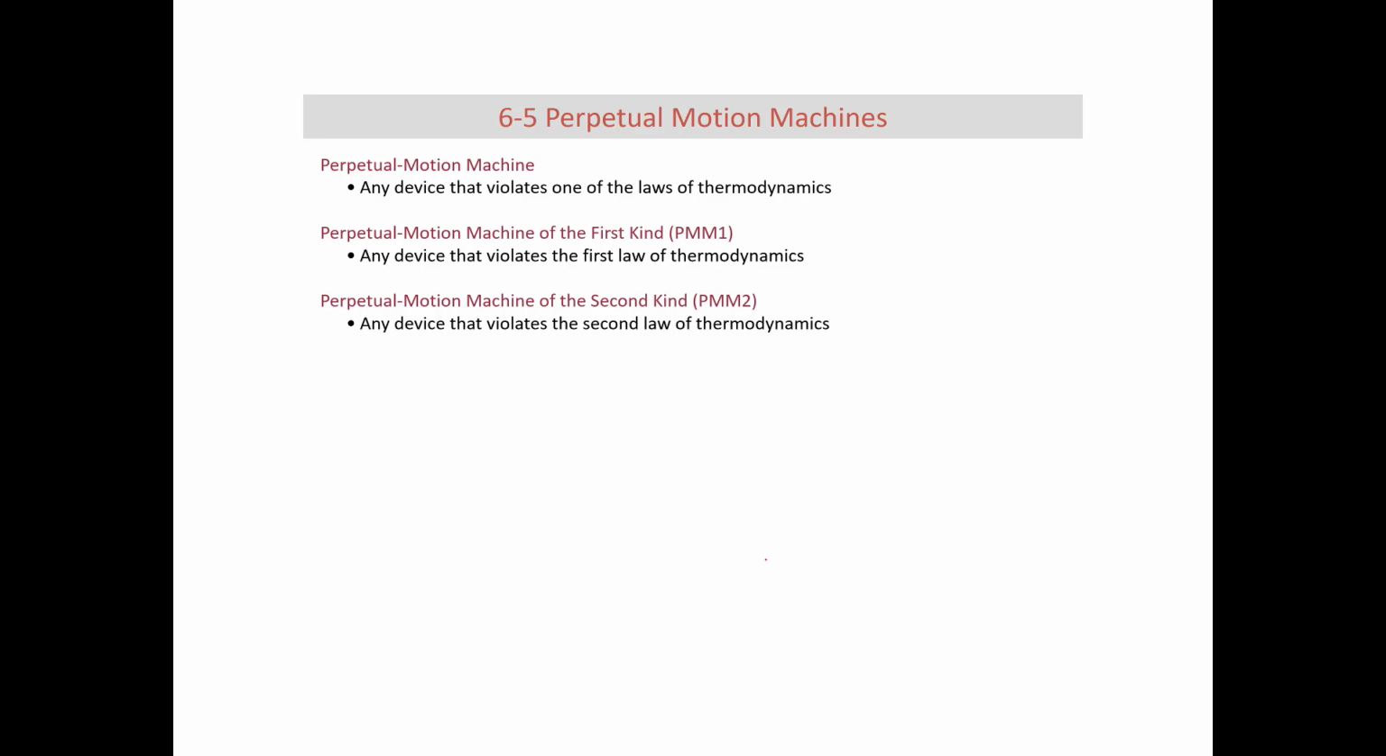Go ahead and talk about perpetual motion machines. A perpetual motion machine is any device that violates one of the laws of thermodynamics. A perpetual motion machine of the first kind violates the first law, and a perpetual motion machine of the second kind violates the second law.